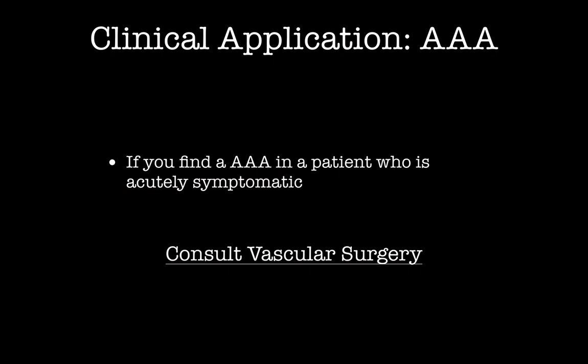We've talked about this in the FAST exam, that the FAST exam does not pick up retroperitoneal blood. It picks up free intra-abdominal fluid, in this case blood, by detecting the fluid between the organs. But in the retroperitoneal space, the aorta, there's no place for the blood to collect where we can visualize it. So the FAST exam does not pick up the bleeding. So you must clinically suspect rupture whenever you have symptoms and a dilated aorta.